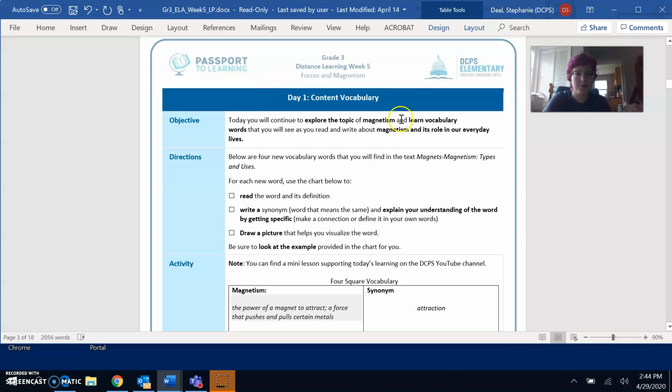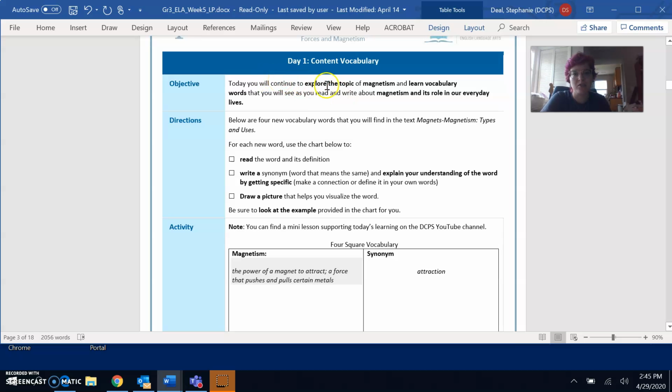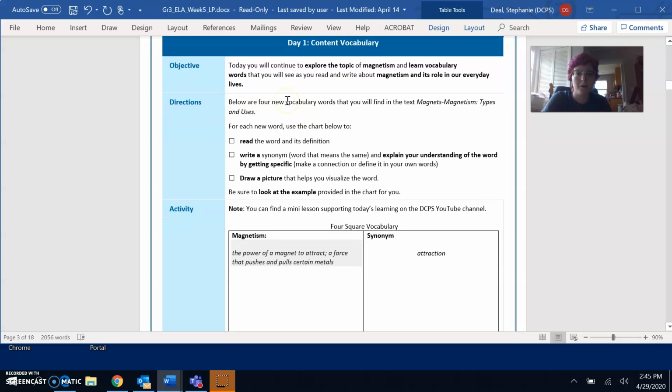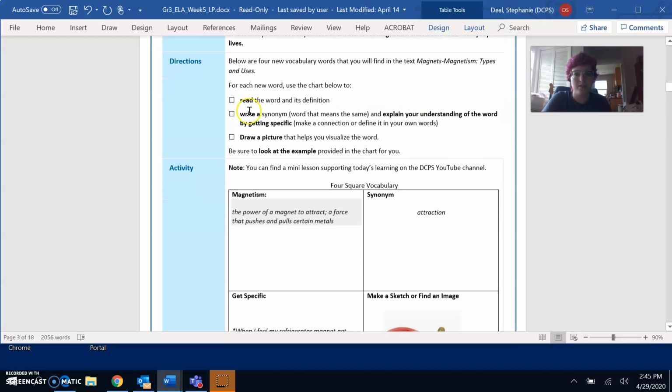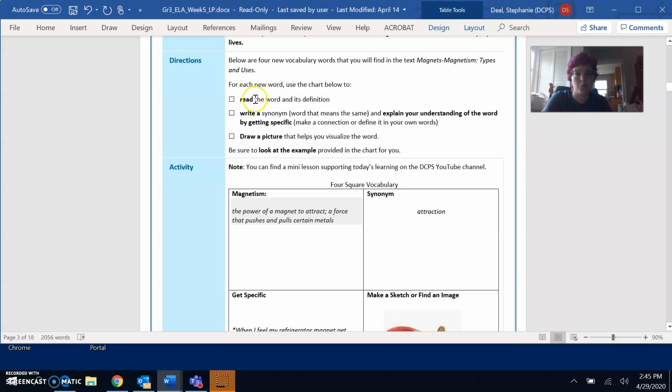So go to the page where it says Day 1, Content Vocabulary at the top. Today we will continue to explore the topic of magnetism and learn vocabulary words that you will see as you read and write about magnetism and its role in our everyday lives. Below are 4 new vocabulary words that you will find in the text: magnets, magnetism, types and uses. For each new word, we'll use the chart to read the word and its definition, write a synonym, a word that means the same, and explain our understanding of the word by getting specific or making the connection to define it in our own words. And then we will draw a picture that helps us visualize the words.